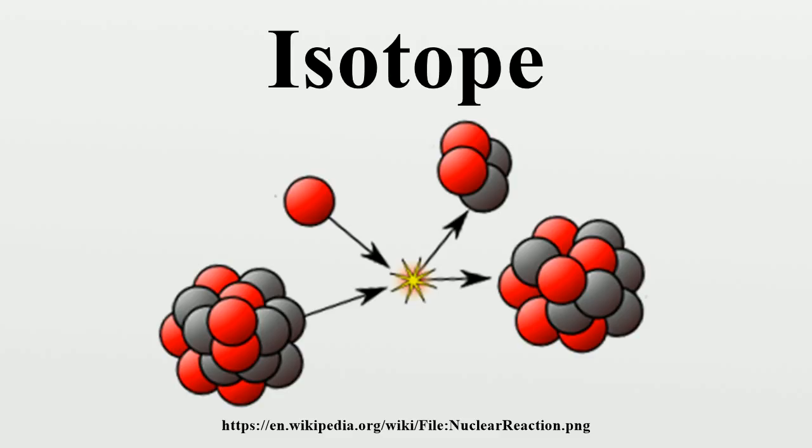Some isotopes are radioactive, and are therefore described as radioisotopes or radionuclides, while others have never been observed to undergo radioactive decay and are described as stable isotopes or stable nuclides. For example, 14C is a radioactive form of carbon while 12C and 13C are stable isotopes.